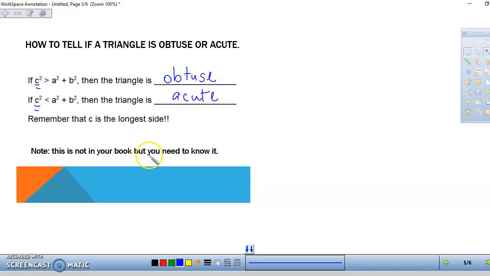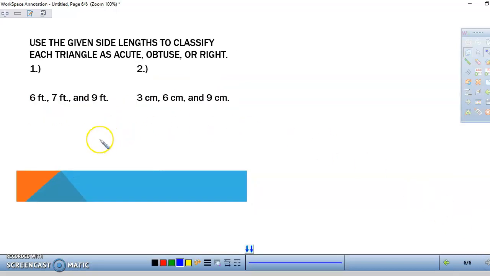Now, this is not in your book, but you do need to know it. So this information right here is not in your book, but you will be tested on it. So let's just try a couple of those. Again, these are fairly straightforward ones. So I'm going to let you pause and try them yourself.